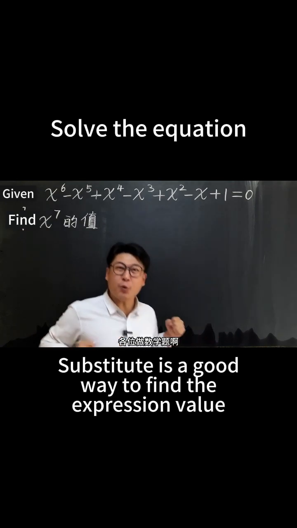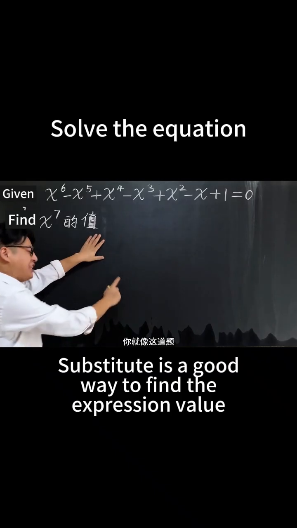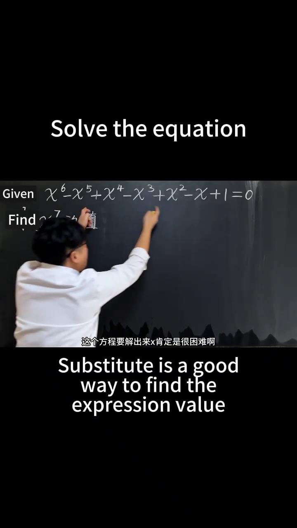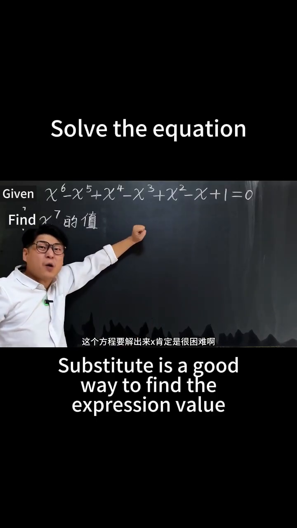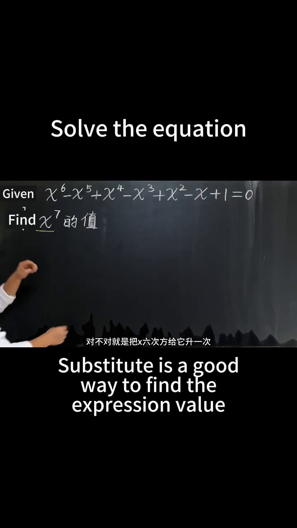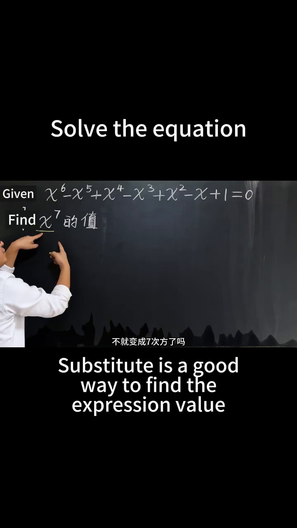When you're solving math problems, you must have a spirit of skepticism. For example, with this problem, even after I finished it, I was still doubting whether I did it right. Let's take a look. It's definitely very difficult to solve for x in this equation. What comes to mind is the method of raising or lowering the degree, right? If we raise x to the 6th power by 1 degree, doesn't it become x to the 7th power, right?